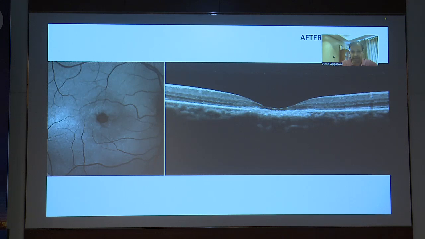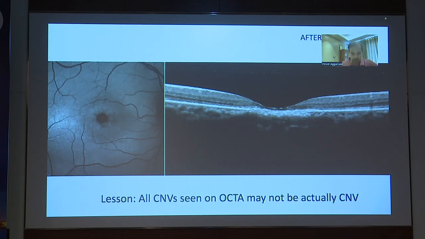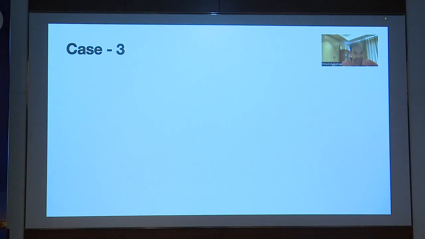So we went ahead and did PDT for this patient, and you can see the fluid nicely resolved. Patient throughout remained stable subsequently, and again you can see on autofluorescence that there is hypertrophy of the retinal pigment epithelium. So, to conclude, this case teaches us that not everything which you see on OCTA is actually CNVM. It may just be a window defect which is peeping through a RPE and thereby leading to a wrong segmentation.